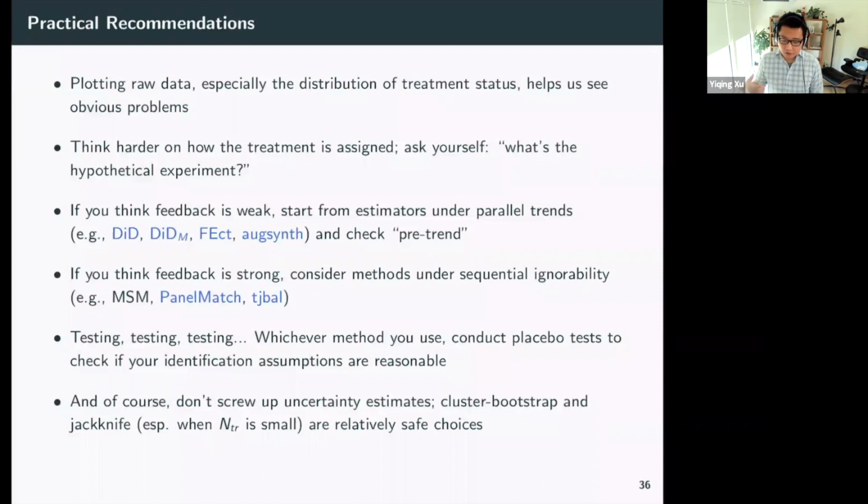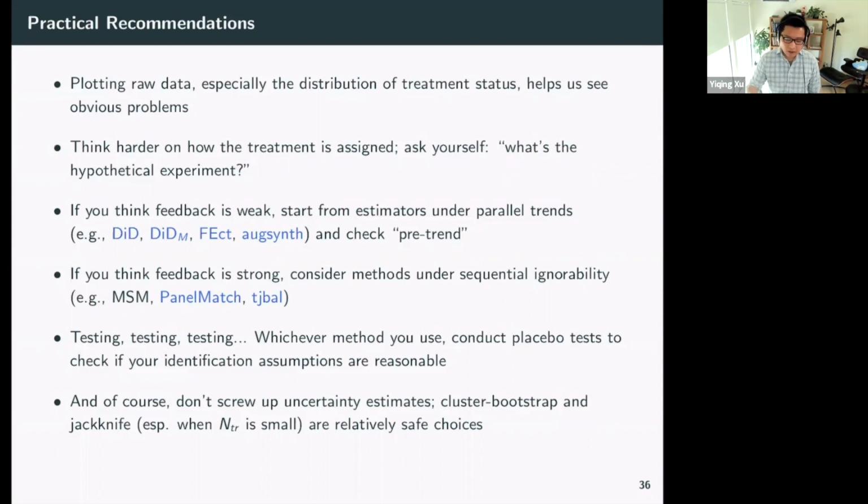Again, bootstrap methods are also an asymptotic method, right? It works well with large samples, but the finite sample properties of bootstrap or jackknife are much better than asymptotic variance estimators. And this is very well known. This problem becomes especially severe when the number of treated units is small.